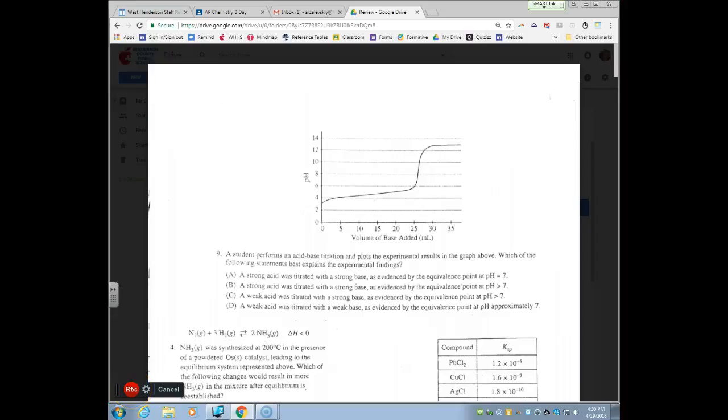This screencast is going to go over the homework that we had, multiple choice questions from 2016's AP exam, only on Big Idea 5 and 6. So we're looking at equilibrium, acid-base, and thermo.